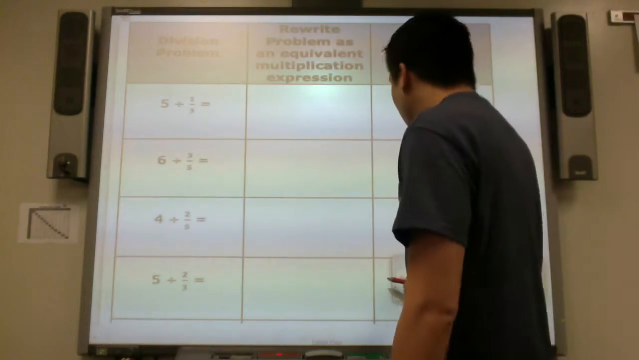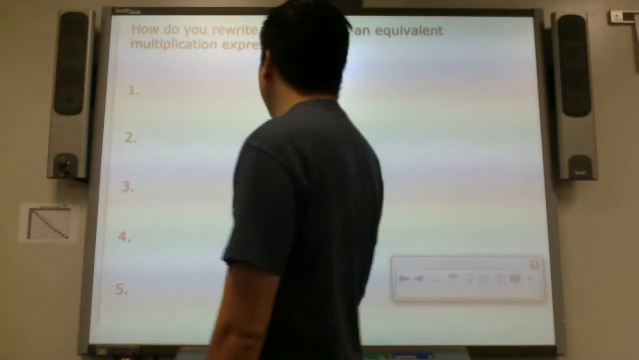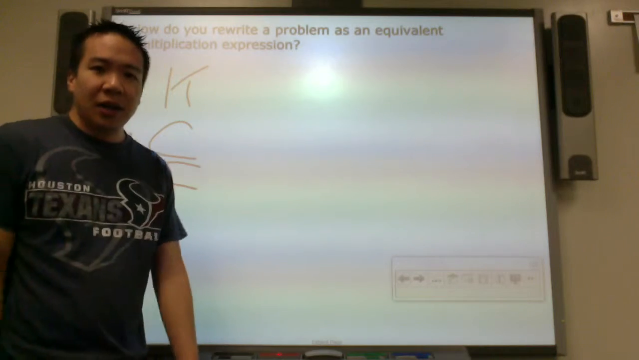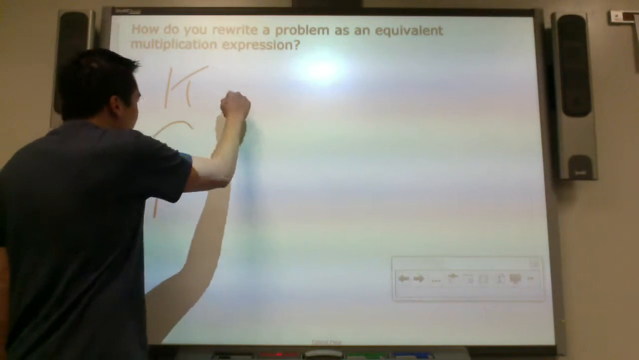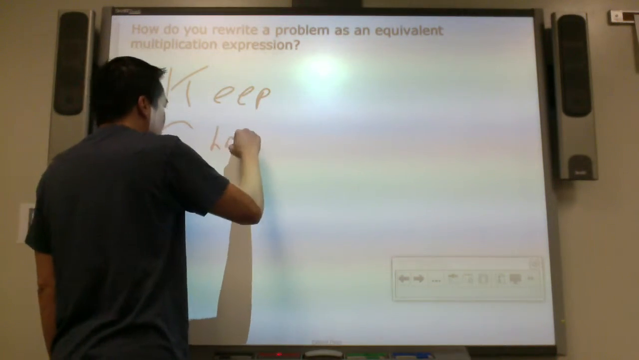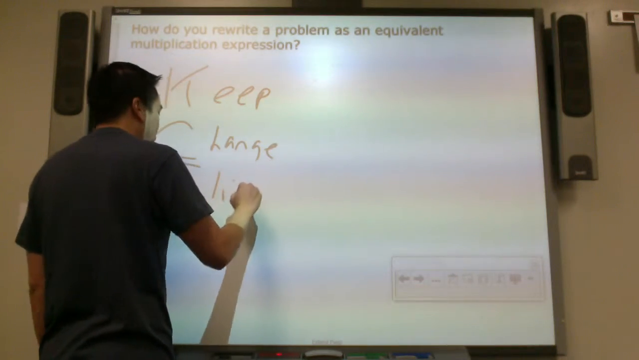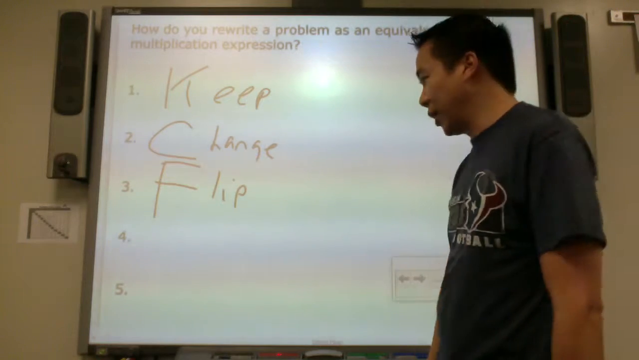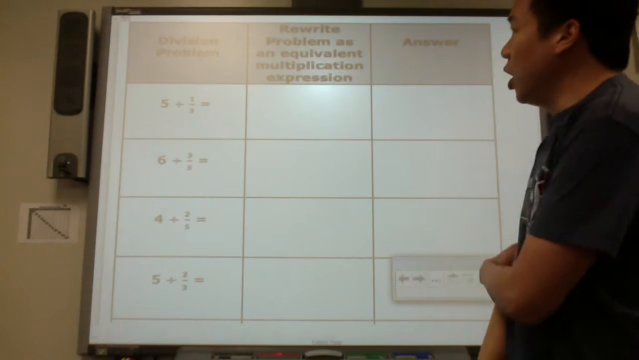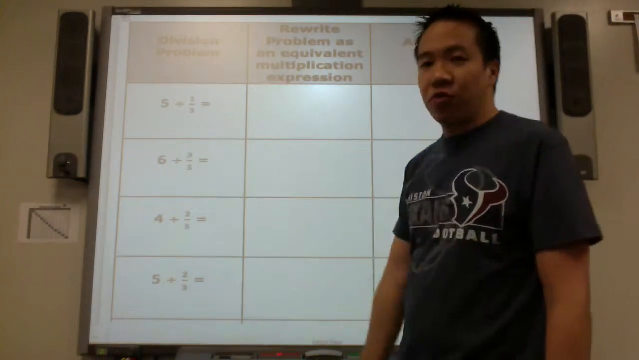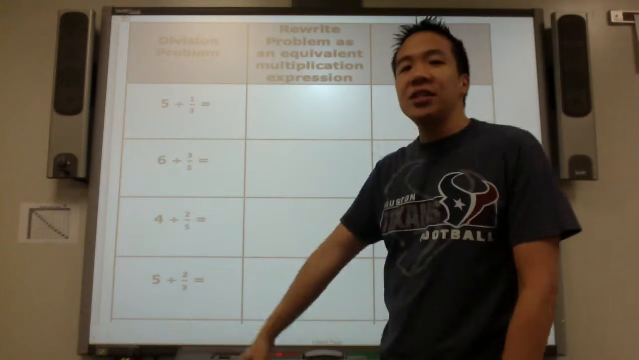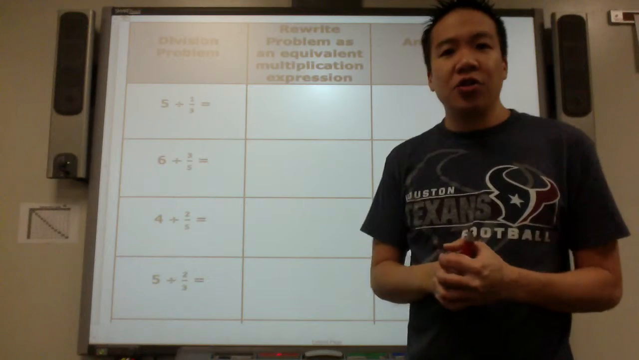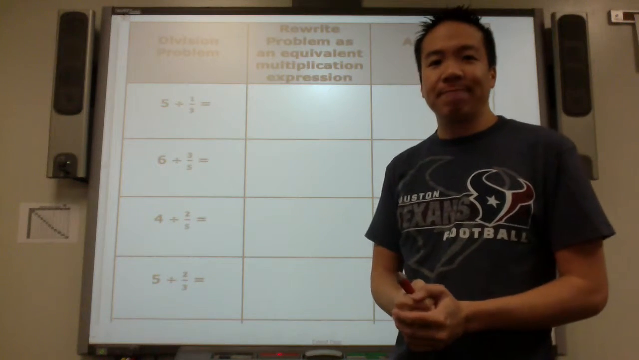So how do you rewrite a problem? K, C, F. If you went to Hayes or Exley, you may want to write this out. Keep, change, flip. If you went to Pattison, you may already know this. So, for your homework, can you turn all of these division problems into a multiplication, and then can you answer it? You may want to pause it and give yourself time to do it.